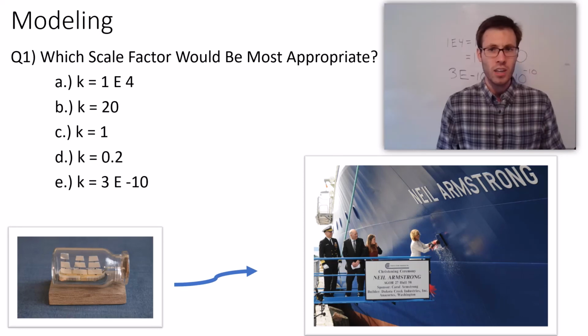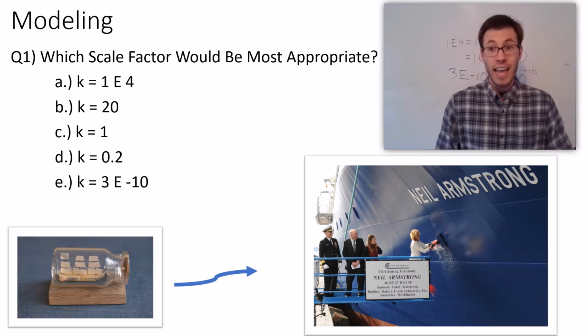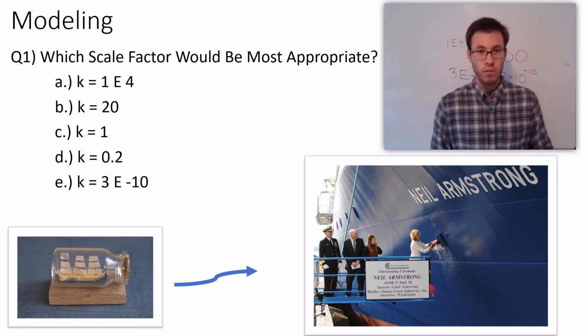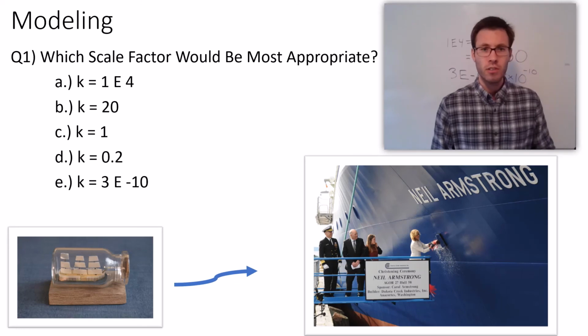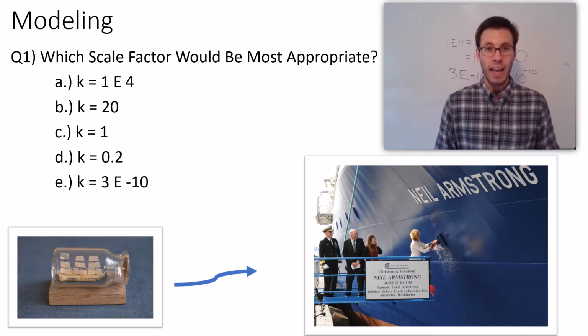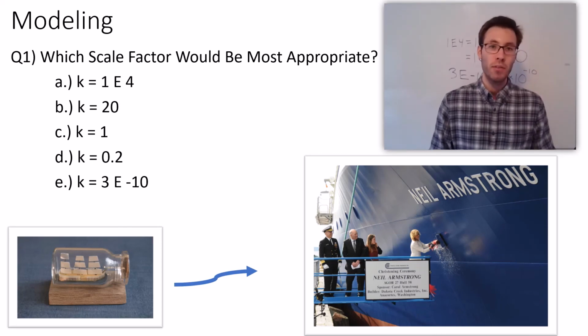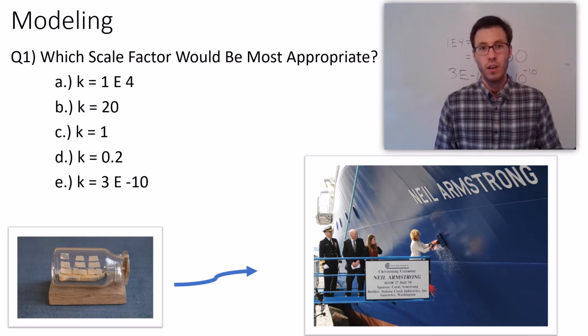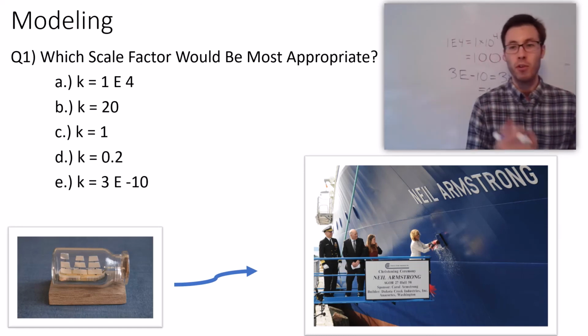Now, first off, is this an enlargement or a reduction? It is an enlargement. We're getting a lot bigger here. Does that ship look 20 times as large? Looking at our small ship in the bottle, if I multiplied the length of that thing times 20, would that yield my ship in the image? No, it would be much larger than that. So what scale factor would be most appropriate here? I would have to go with option A. Option A is a large number that has 4 zeros after the 1. So for the first one, the most appropriate scale factor would be option A.